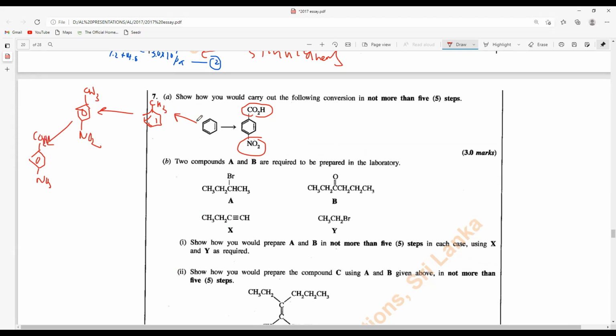So for this one you can use CH3Cl and anhydrous AlCl3, and for this one conc HNO3 and conc H2SO4, and for this one you can use H plus KMnO4. So you have done 1, 2, 3 steps.